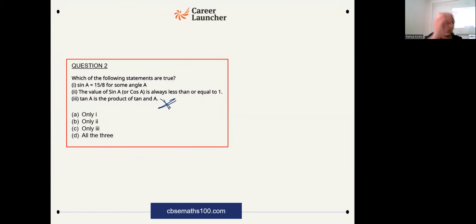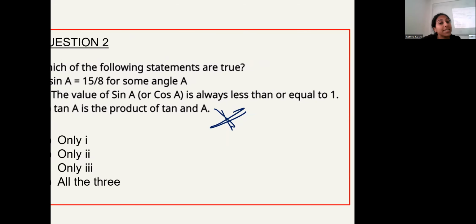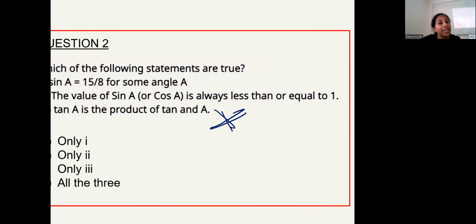This is not true. There's no option that says 1 and 2 correct. But is 1 correct? How can 1 and 2 both be correct at the same time? Why? You're telling me 1 and 2 is correct. What is the statement for 2? Value of sin A or cos A is always less than or equal to 1.